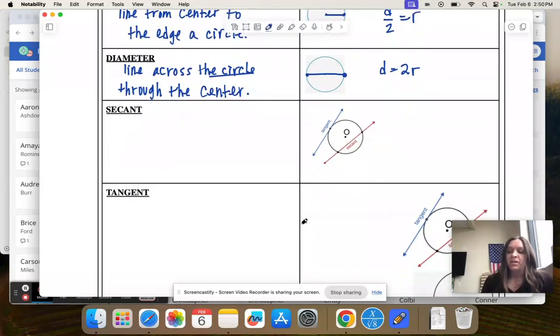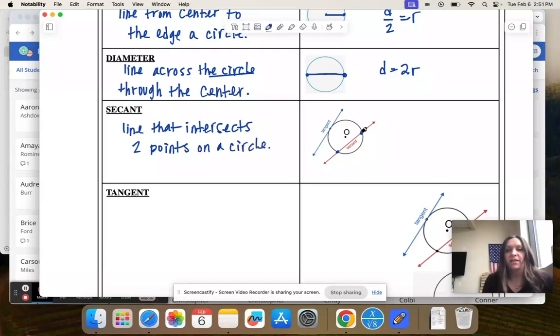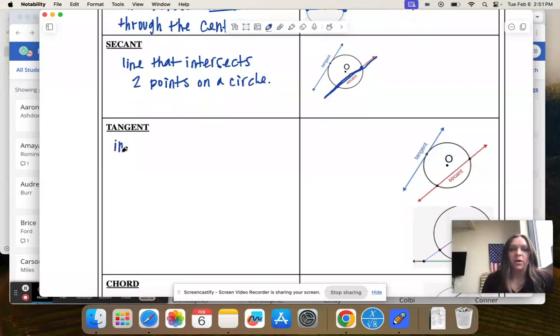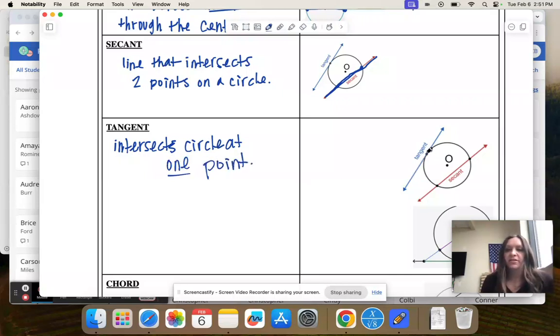Those two are related. A secant line is a line like this that intersects 2 points on a circle. That's a secant line. See, it just cuts through the circle at 2 points. A tangent line intersects a circle at 1 point. So 1 point, that's the difference there. So here's our tangent line. See, it hits the circle at 1 point and then continues on. So the tangent line is on the outside of a circle because it only hits 1 point.